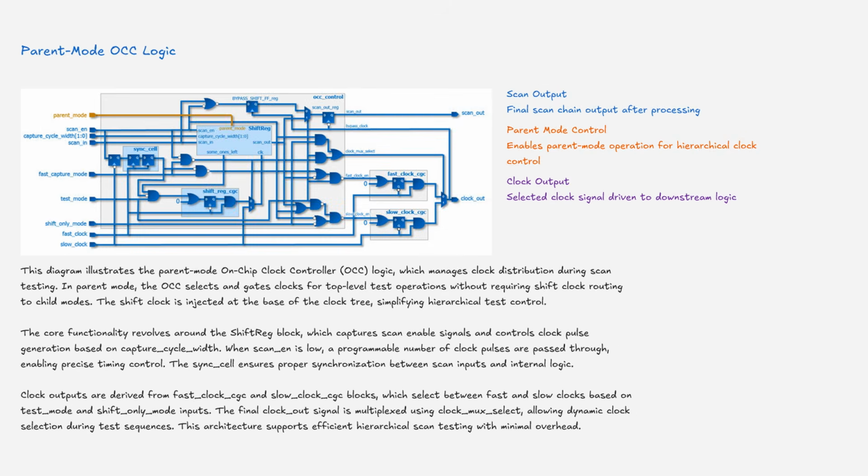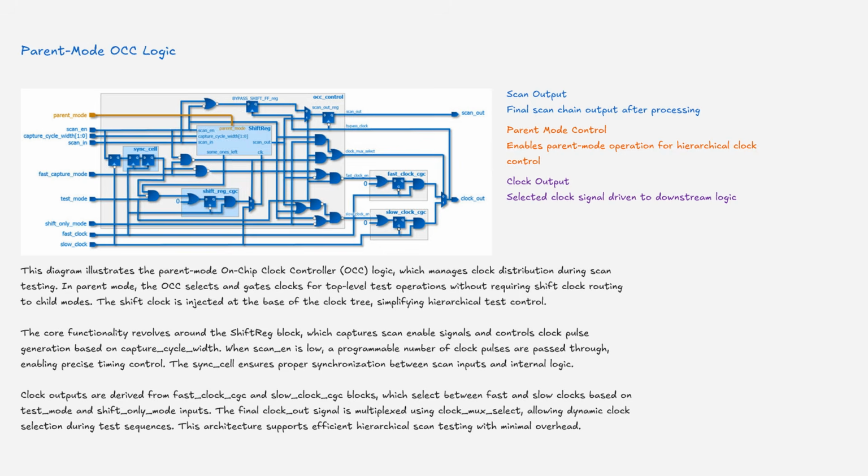This diagram illustrates the parent mode on-chip clock controller logic, which manages clock distribution during scan testing. In parent mode, the on-chip clock controller selects and gates clocks for top-level test operations without requiring shift clock routing to child modes. The shift clock is injected at the base of the clock tree, simplifying hierarchical test control.